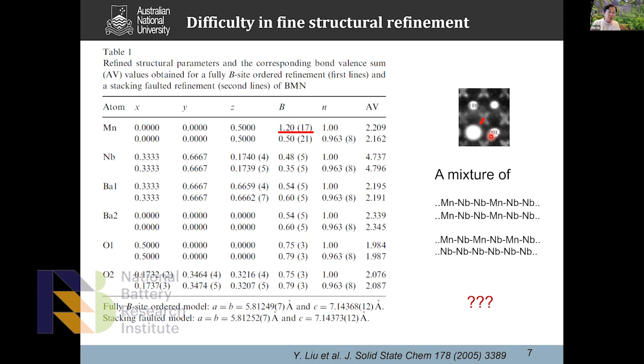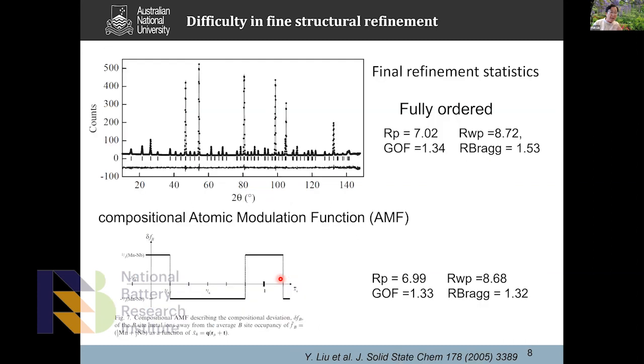So if we consider this stacking fault of the atoms, you will find the second layer is this model, and you can see the thermal parameter becomes much better, consistent with the other elements. Okay, so that's what happened when we do this structure refinement. We introduce the compositional atomic modeling functions, and you can see the fitting parameters getting much better.